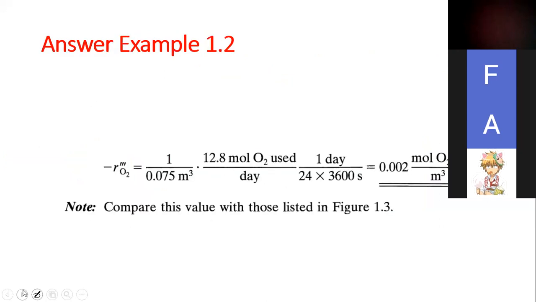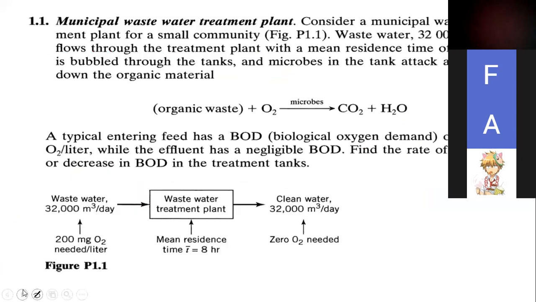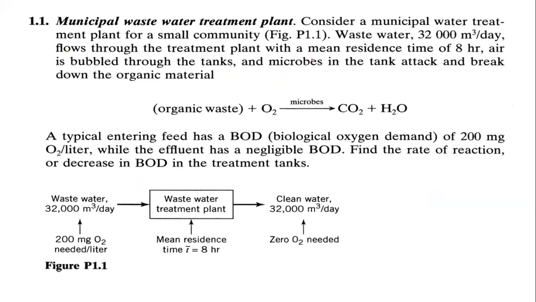Okay, so 0.002 is also the same as 1.97 times 10 to the minus 3. Question? So this is no longer an example problem. It's a problem at the end of the chapter, the first problem at the end of the chapter.